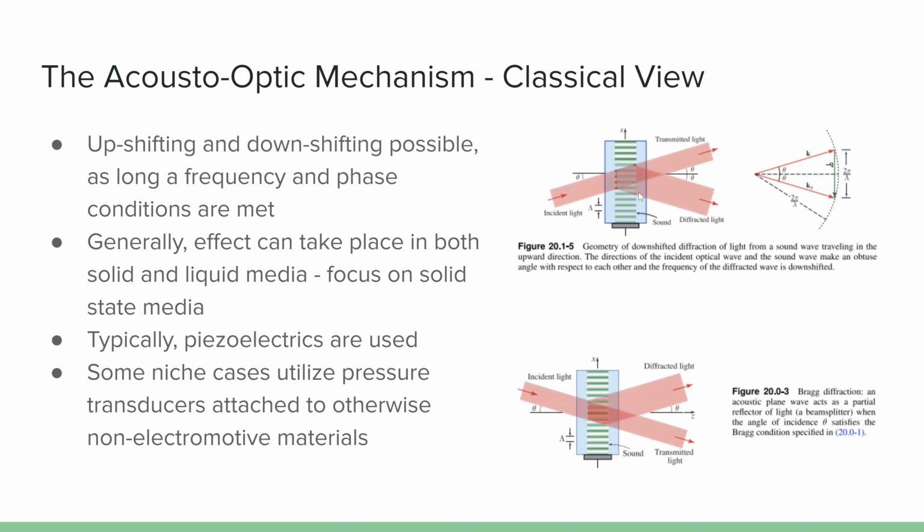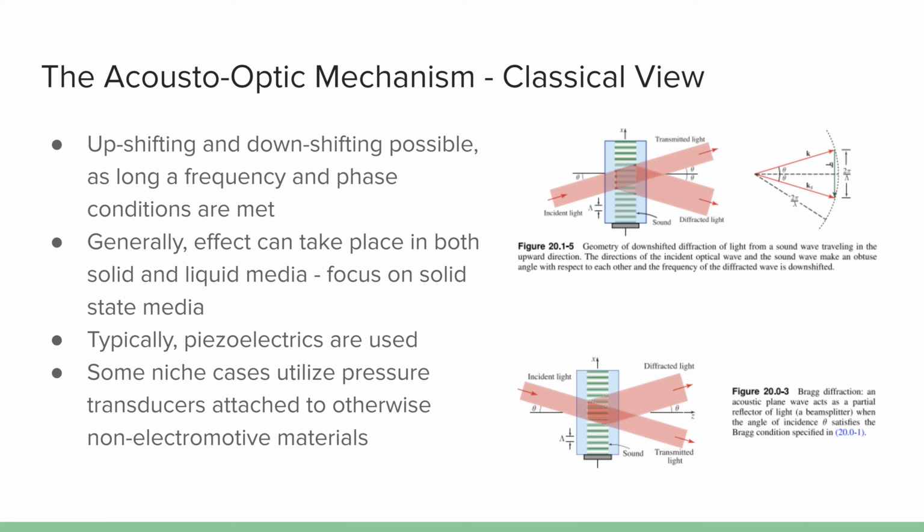Z-axis is going this way, or you can even have it in terms of the transmitted light, right? Because with the incident light, there will be some transmitted, some diffracted. So yes, the up and downshifting conversions are possible as long as phase conditions are met, which, to a first order approximation, we can assume that they will always be met, for the purposes of this lecture.